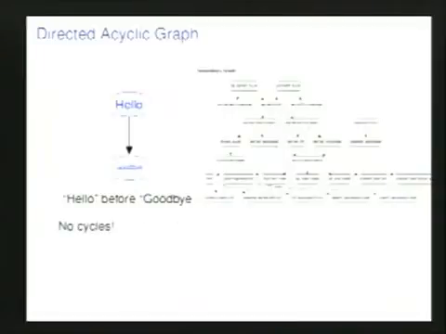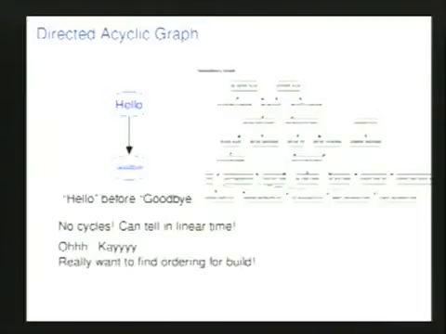You want to have, yeah, there's no cycles. You can tell in linear time. So is that really interesting? It's not really interesting, right? By itself. What you really want to do is find an ordering for your build. You want to say, okay, I'm going to do this task first, and this task second, and this task third, right?